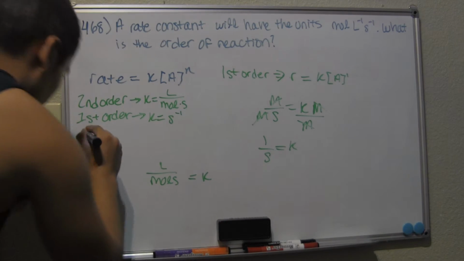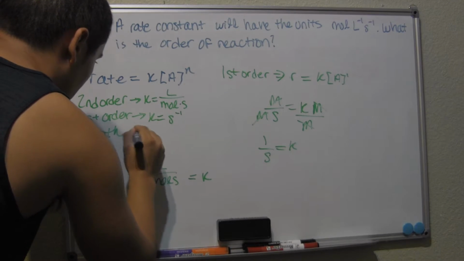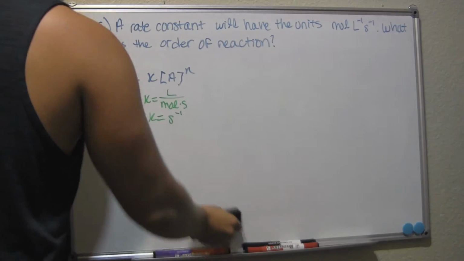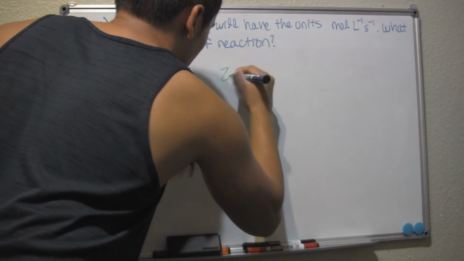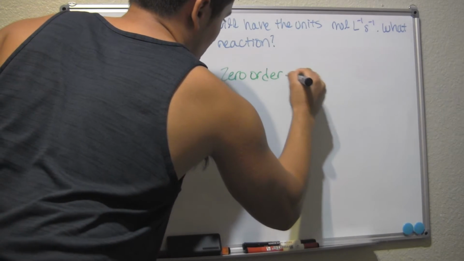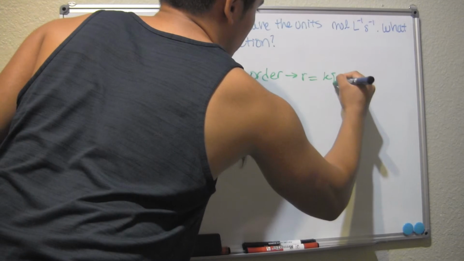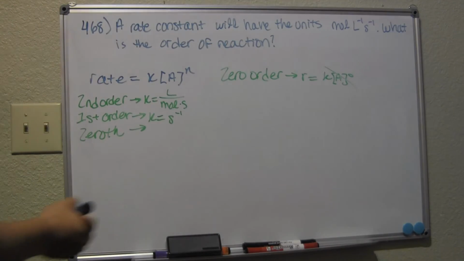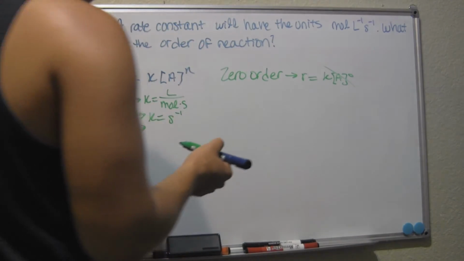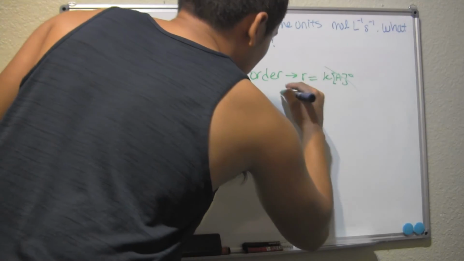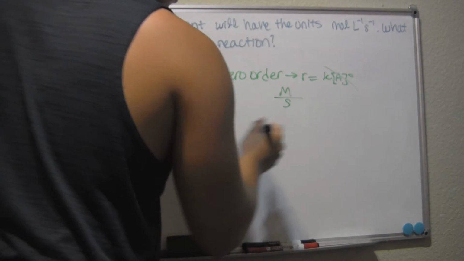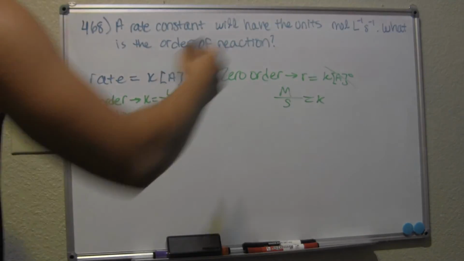Now 0th order. Let's apply the same logic to a 0 order reaction. For 0 order, R is equal to K times A to the 0. Anything raised to 0 is just 1, so we can cross that off. So in 0 order reactions, we're given molars per second is equal to K. And that's exactly what we have here.